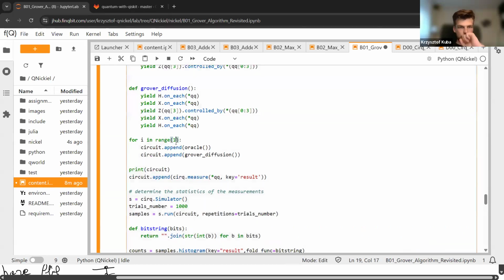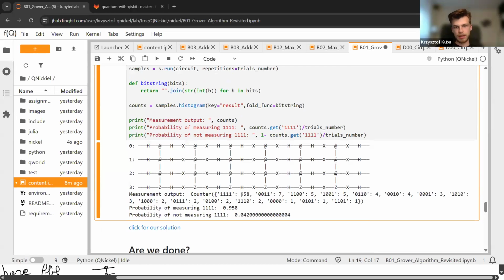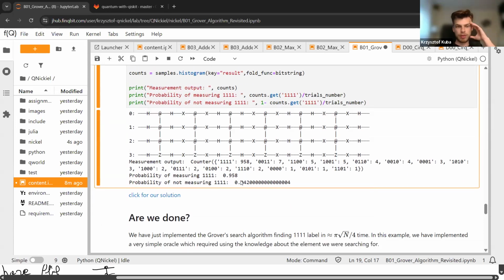So right now we will go back to 3 as it was before. And yeah, now the measurement count increased drastically. So yeah, we have a probability of measuring 111 in our circuit of 95%.